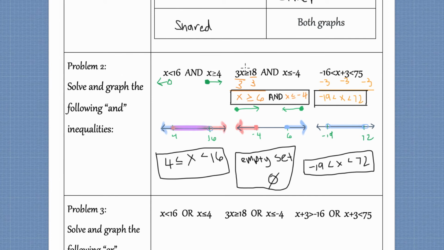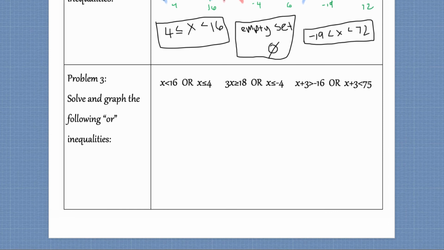Now that we have this done, let's move on to problem number 3. Problem number 3 says to solve and graph the following "or" inequalities. So if we look at our first one, our x's are completely alone, which shows us that we don't really have anything to solve for. So we're going to get on with graphing it on the number line.